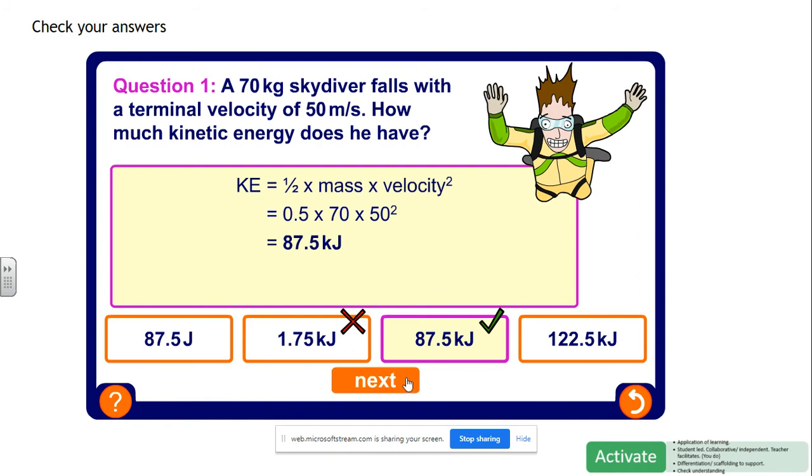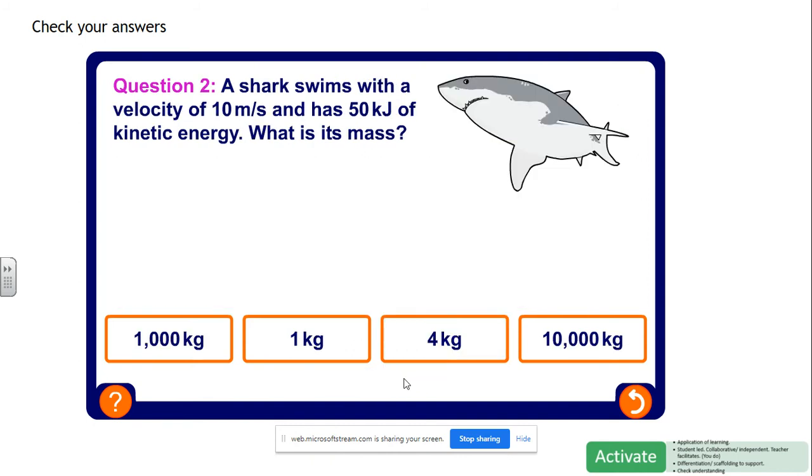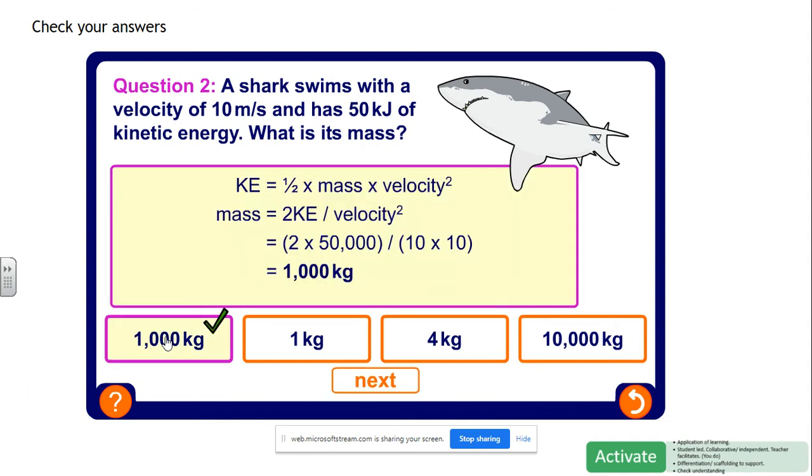Next one. Got a shark. It's got velocity. He's got 50 kilojoules of energy. Remember, that's 50,000 joules. Now we're trying to find the mass, so we use the formula for mass. The answer does come to be 1,000, which is about right for a shark. We write the formula, and then we substitute the numbers in, and we come up with 1,000 kilograms. Okay. Let's go next.